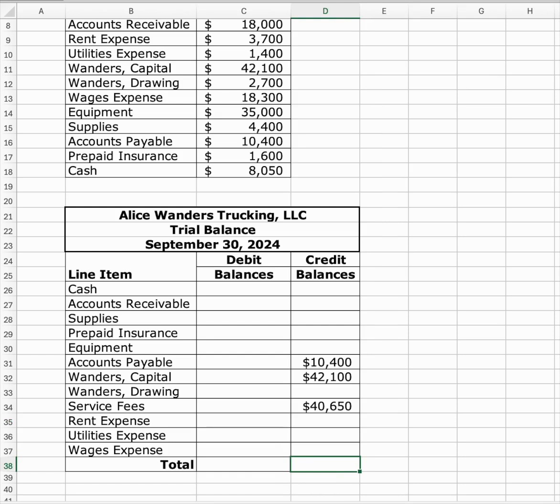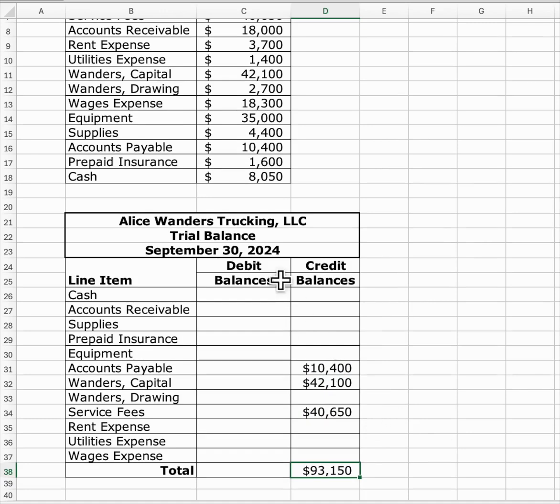We're going to use Excel. The advantage of using Excel for your assignments is that you can use it for the formulas too. So we're going to have it sum everything on the credit balance. The total comes to $93,150. The objective of a trial balance is to get both the debits and the credits to balance. So remember what I said, everything else will go on the debit side.